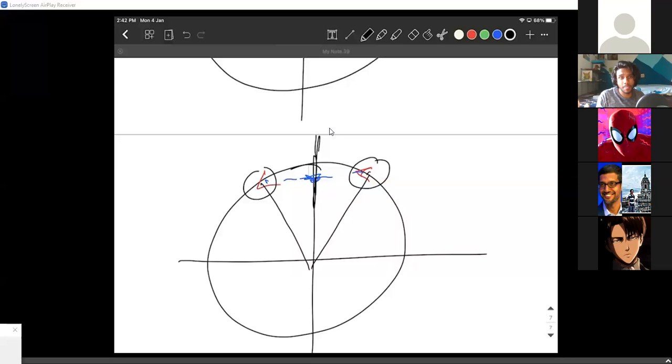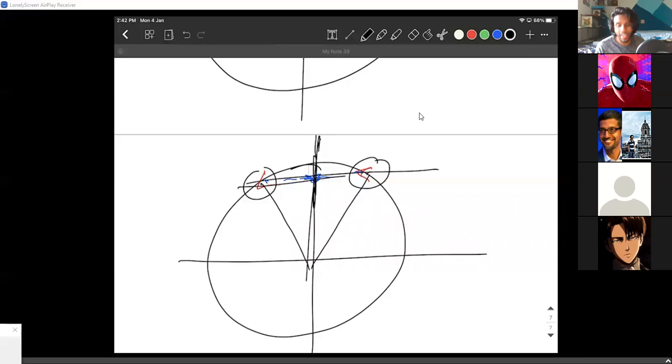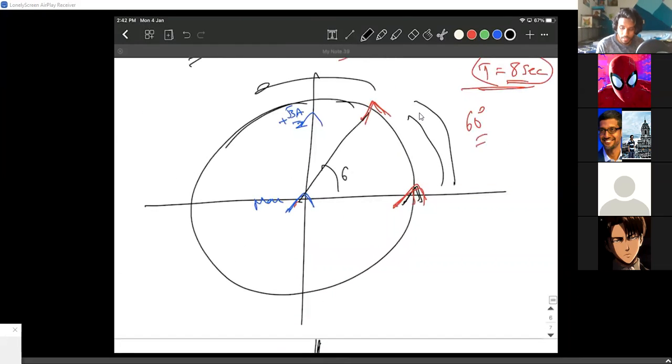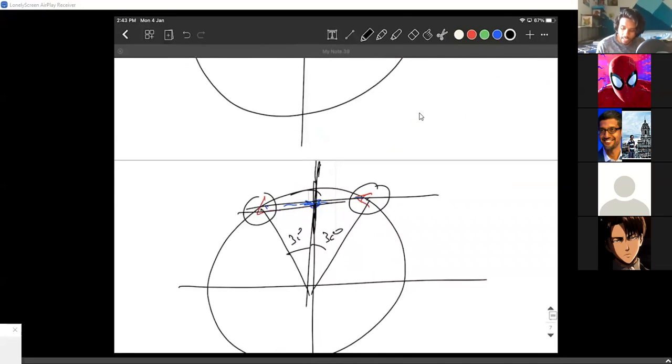Symmetric, yeah, you can say simply symmetric. If the particles are symmetric about the y-axis, it has to be 30 degrees, since the total was 60 degrees between them. They exactly have to make 30 degrees about the y-axis, and that is when they meet.